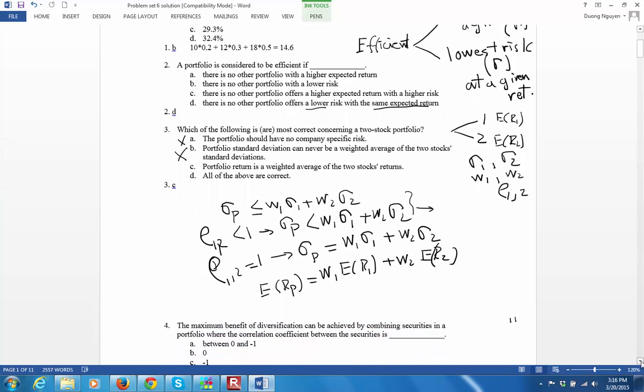So obviously in question number 3, the correct answer is C. Portfolio return is the weighted average of the two stock returns.